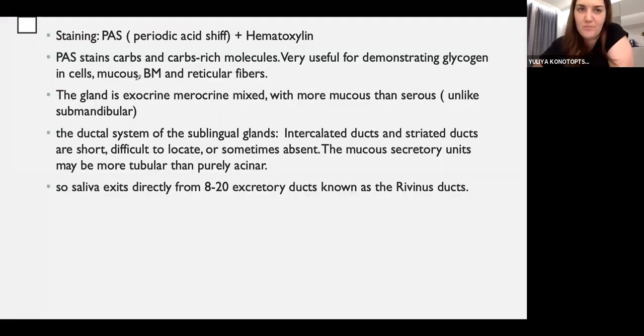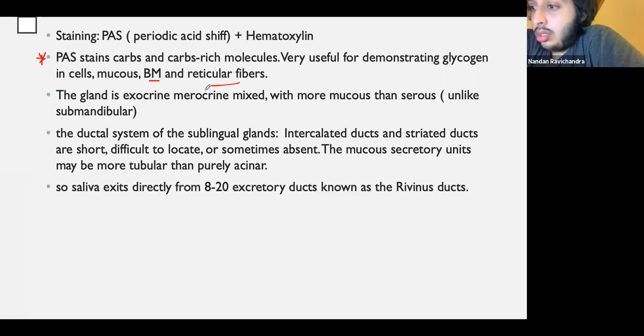Favorite question of pretty much everyone: what exactly does PAS stain? Well, you know, carbs and carb-rich areas, but which areas? Cells, mucus, basement membrane, and reticular fibers. Can you remind me, what is a reticular fiber? Type 3 collagen, very good.